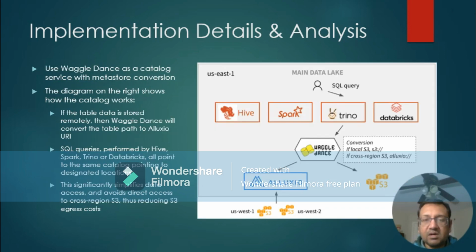Also, we can use Waggle Dance as a catalog service with Metastore federation. The diagram here shows SQL queries performed by Hive, Spark, Trino, or Databricks all pointing to the same catalog, pointing to designated locations. This significantly simplifies data access and avoids direct access to cross-region S3, thus reducing S3 egress costs.